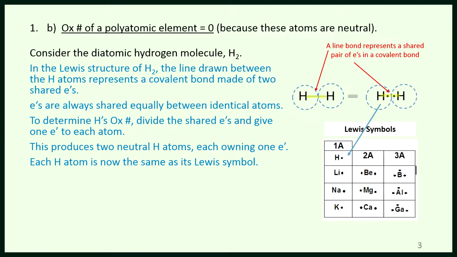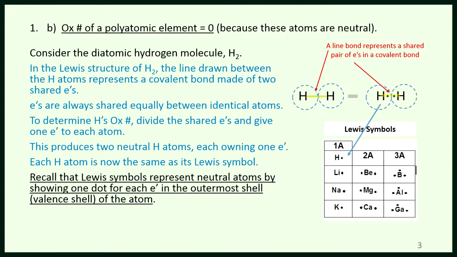Right there. Now, do you recall that Lewis symbols represent neutral atoms by showing 1 dot for each electron in the outermost shell, the valence shell of the atom? And since neutral hydrogen owns 1 electron, and this hydrogen atom owns 1 electron, we're going to say it is neutral, therefore its oxidation number will be 0. Like so.